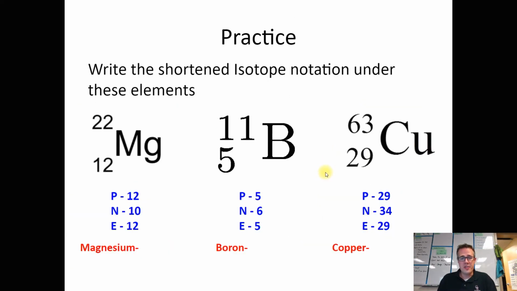The 3 elements that you just did the isotope notation practice for, we're going to go back up and I want the shortened isotope notation. So I've got it started for you. Underneath your work, please add the shortened isotope notation for each one. If you're still watching, you're ready to check your answers. Here's what you should have for all 3. Please call me over if you're getting any different answers.